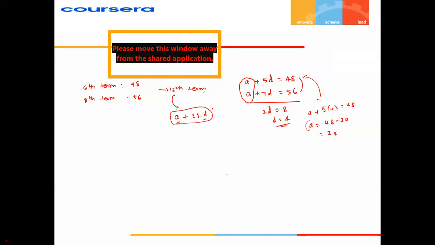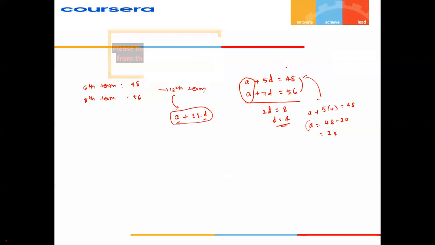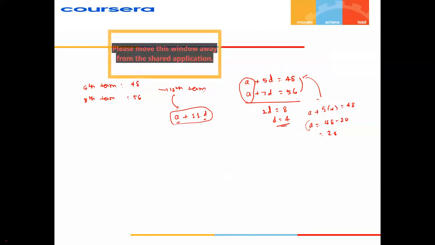Now, the same thing we can do even for a geometric progression, and the same we can do for an arithmetic progression and so on. Very simple, right? Nothing that is very difficult. Now you can calculate it. 28 plus 11 into 4, 44, 72. Yeah, perfect.